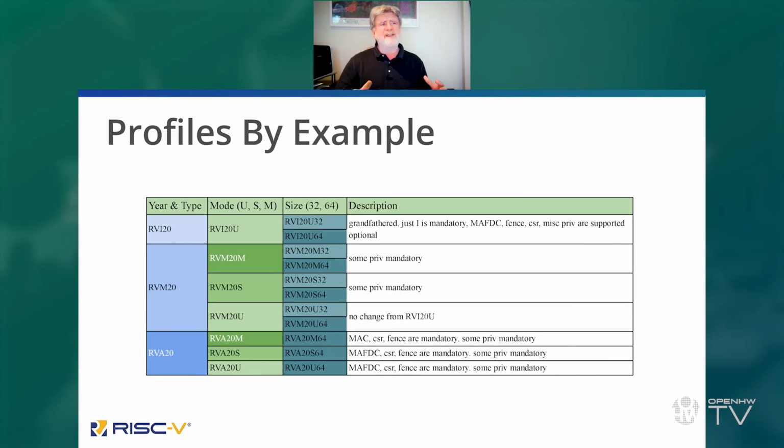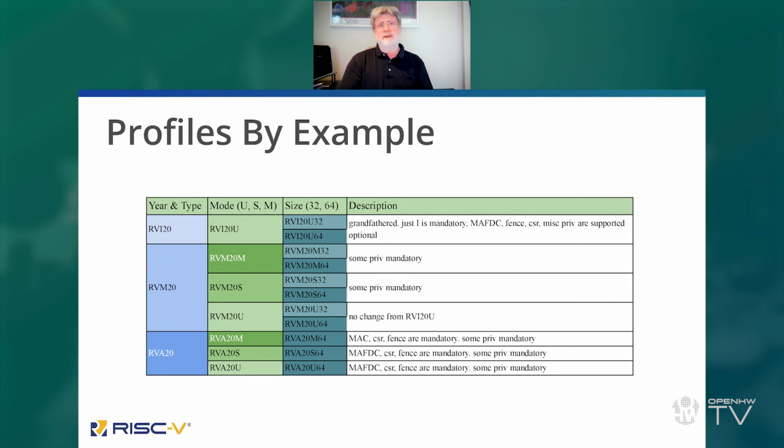I will apologize that M is used in two places here, both as a type, microcontroller, and M for M mode. And it may be a little confusing, but that's why we have this picture here. Hopefully it makes it easy. And then finally, we have size. So 32-bit and 64-bit, this refers to the width of the registers. And we support 32-bit both for the grandfather and for the microcontroller profile. But right now, we don't support it for the application profile. We can revisit that if there's great interest in it.